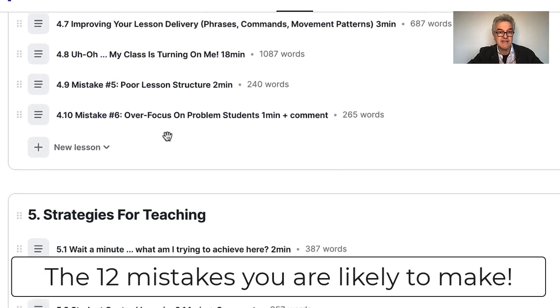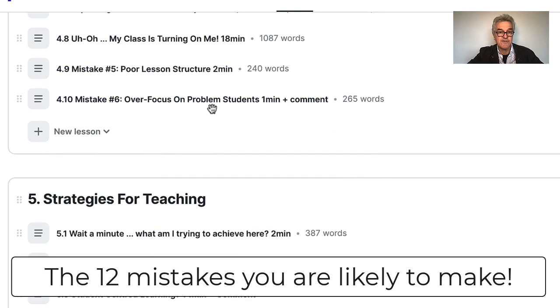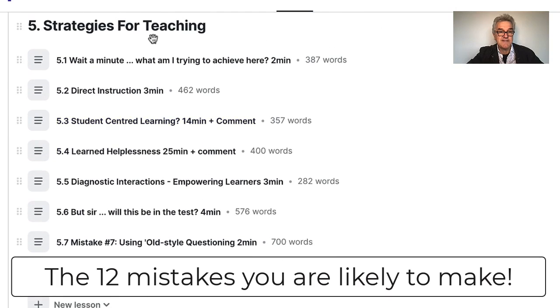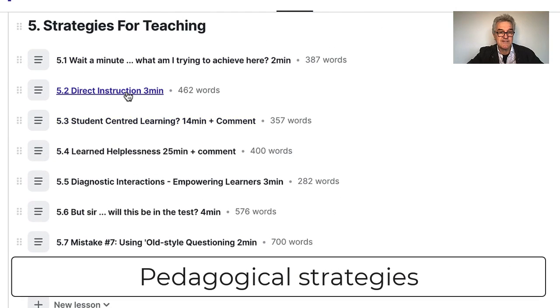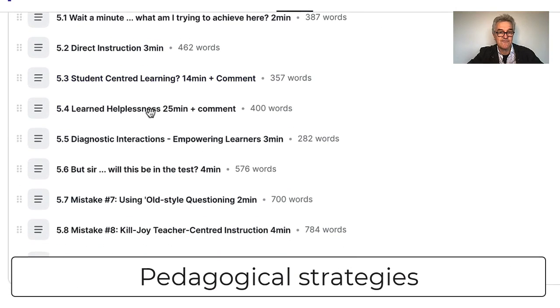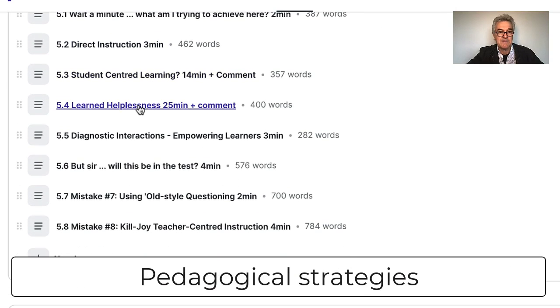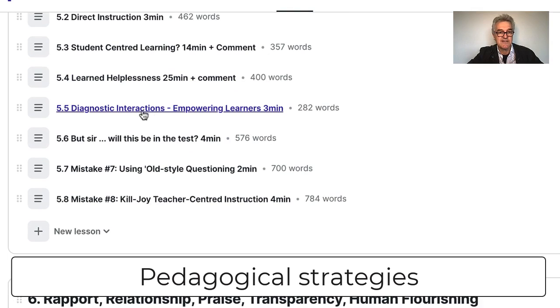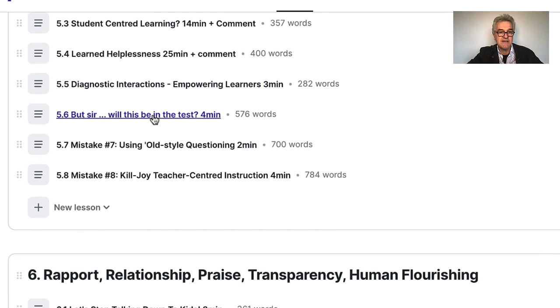A couple more mistakes: poor lesson structure, over focus on problem students. Then strategies for teaching. We talk a little bit about direct instruction and the good and the bad of that. Something about student-centered learning, which I think is really important if it's done well. A thing about learned helplessness. There's an article here that you can spend 2 hours implementing ideas from. It's fantastic. Diagnostic interactions is kind of my term that I use to explain an important aspect, particularly with math, science type subjects. And there's an article there.